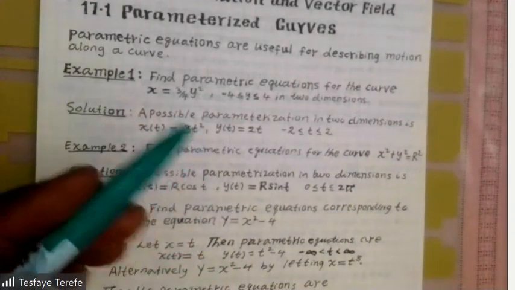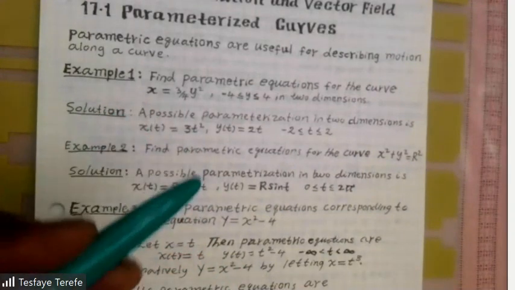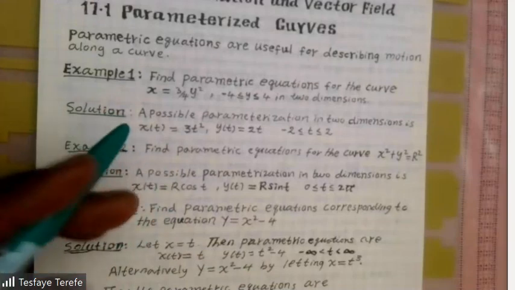So, for example, if I let x is equal to t, then the parametric equations are x equals x of t and y is equal to t squared minus 4, from negative infinity to positive infinity. Alternatively, I can make x is equal to t cubed. If I make it t cubed, what will happen? y will be t to the 6th power minus 4, and the same thing.